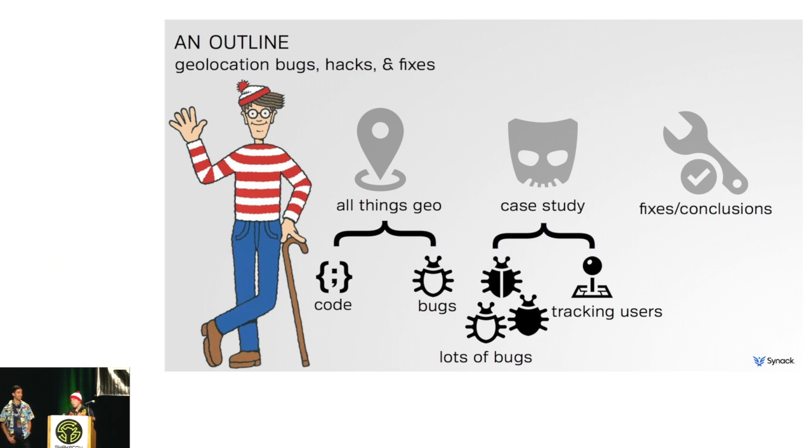Colby's going to walk us through a case study of a very popular app that had a myriad of geolocation vulnerabilities that we discovered, which cumulatively allowed us to track any of its users anywhere, anytime in the world. And then we're going to finish up with some fixes and conclusions, best practices.